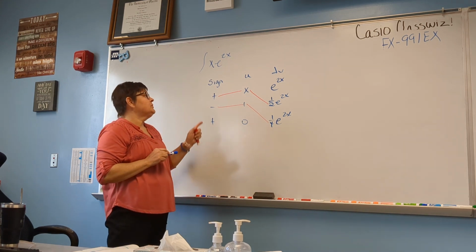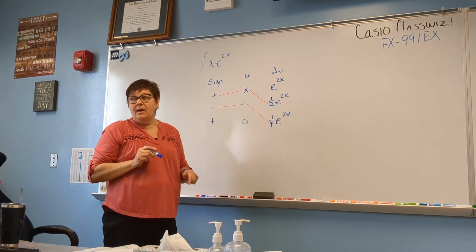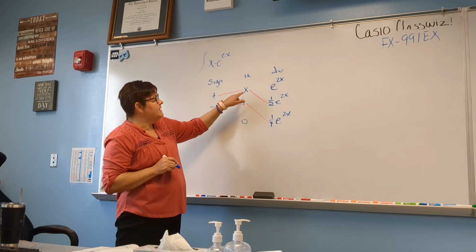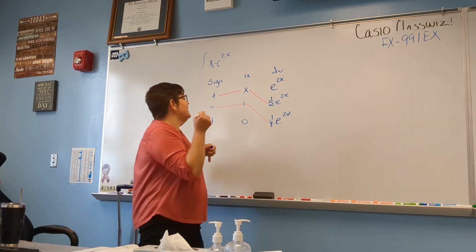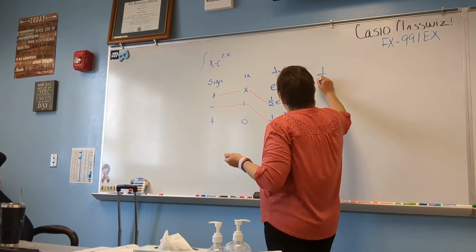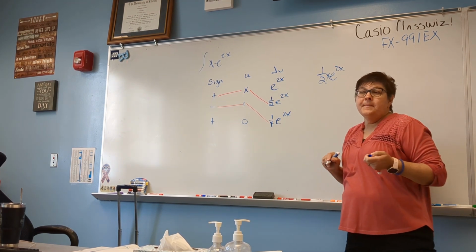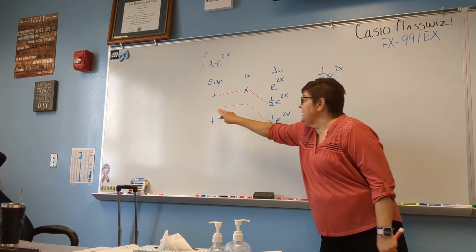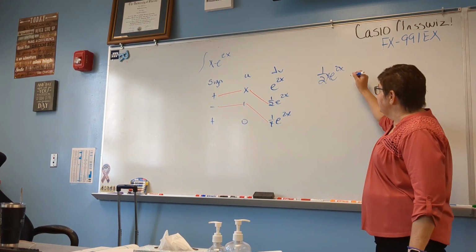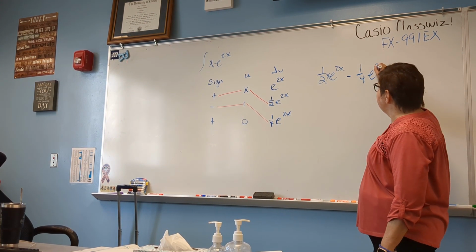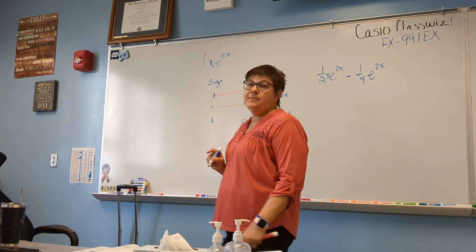So what you're going to do is you're going to multiply that first red line all the way across, plus x times 1/2 e to the 2x. So you have positive 1/2 e to the 2x, basically times x, right? And then what's the next guy going to be? Negative 1/4 of that. So minus 1/4 e to the 2x. Look at the answer we got for that first one.